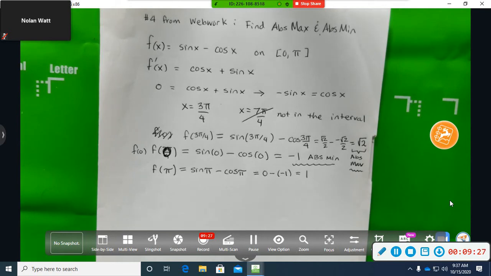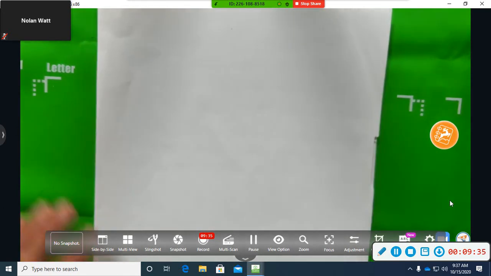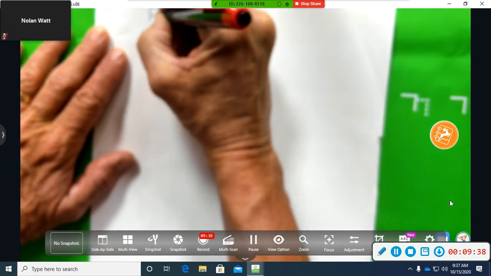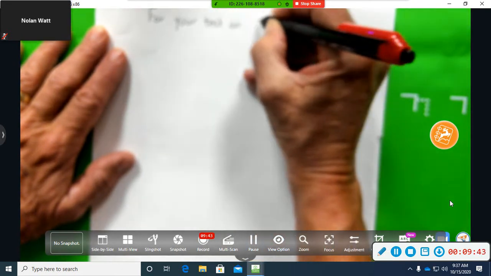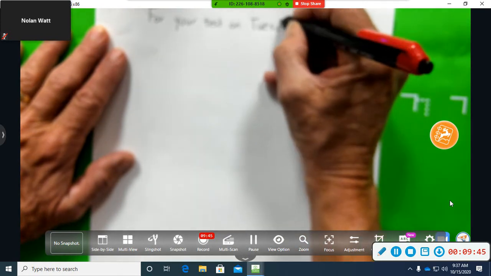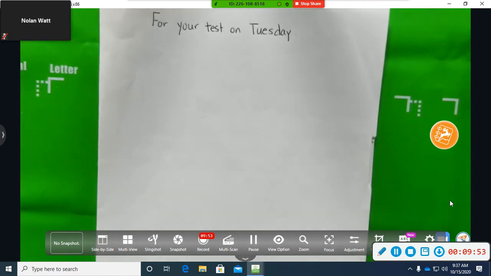Let's kind of outline it. It'll be formatted like the last one. Bring some paper so that you can write your answers on notebook paper, and I'll print your test on a single sheet of paper. For your test on Tuesday, let's see, I believe this is open.